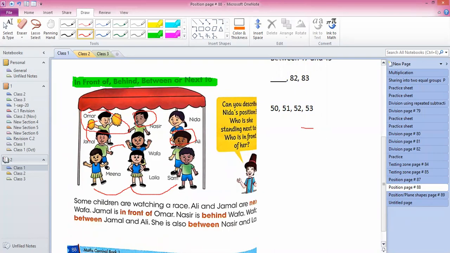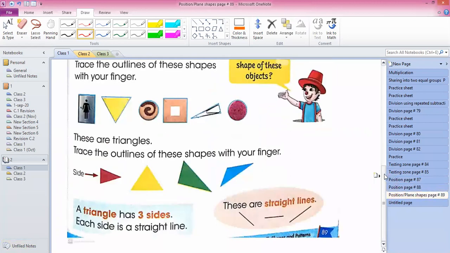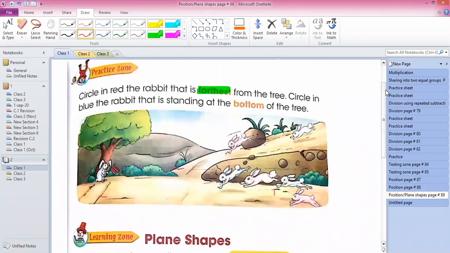That's fine now. Okay. So Laila is next to Sam, and Laila is next to Meena, and Laila is also in between Meena and Sam. What we are going to do today, guys, we are going to complete this practice zone related to the positions, and then we will check a new topic, that is plane shapes. In plane shapes, we will discuss the different shapes we look around us, and we will check the properties of these plane shapes.